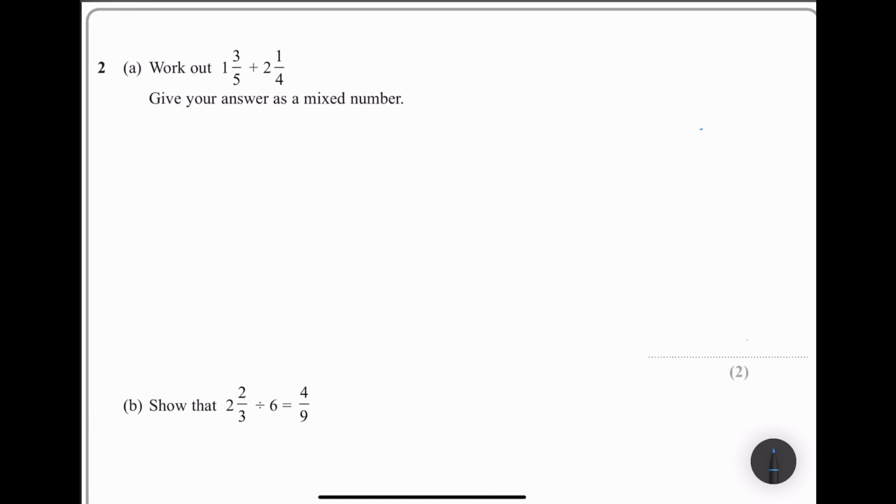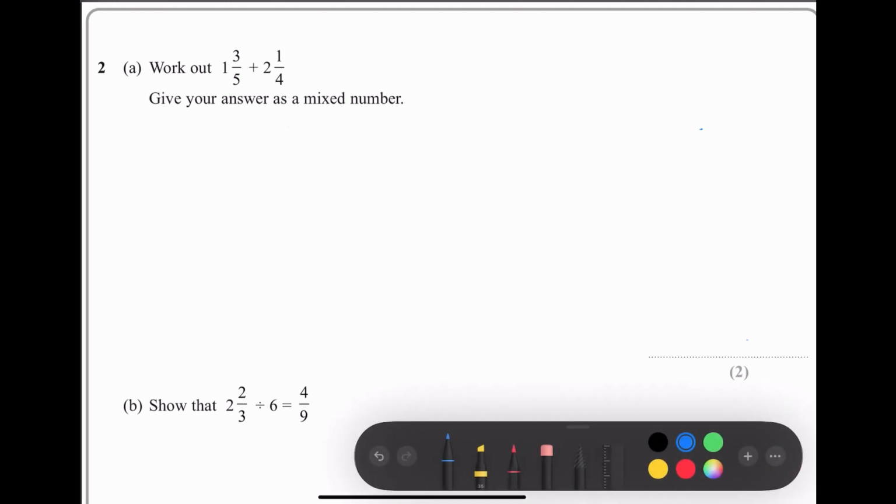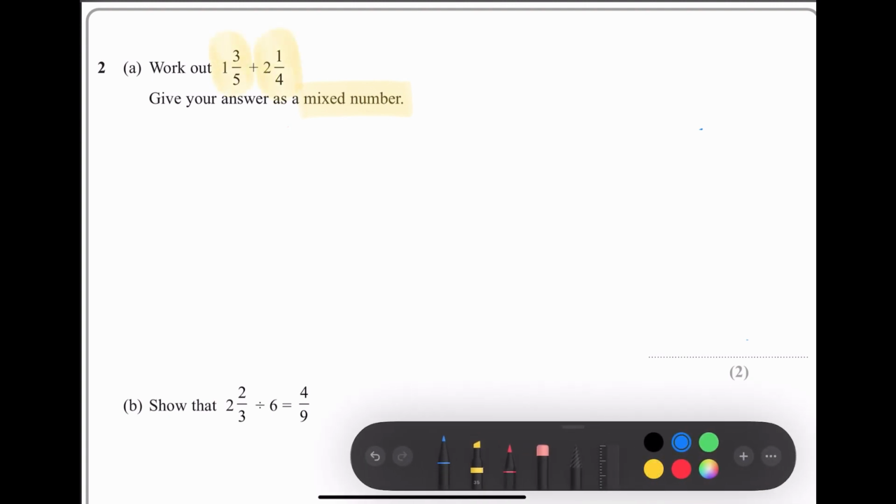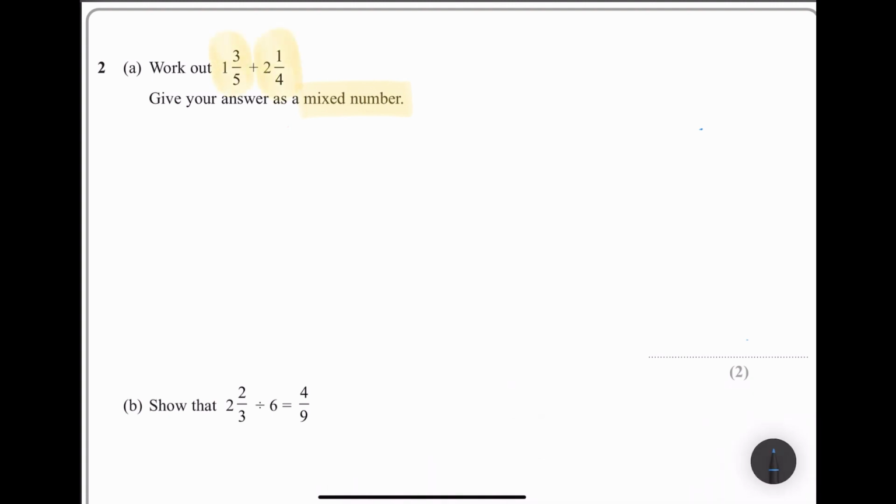Okay, let's have a look at question 2. This is a fraction question. I need to give my final answer as a mixed number, and the question is also given to me as a mixed number. So step 1 is to convert it into a top-heavy fraction.